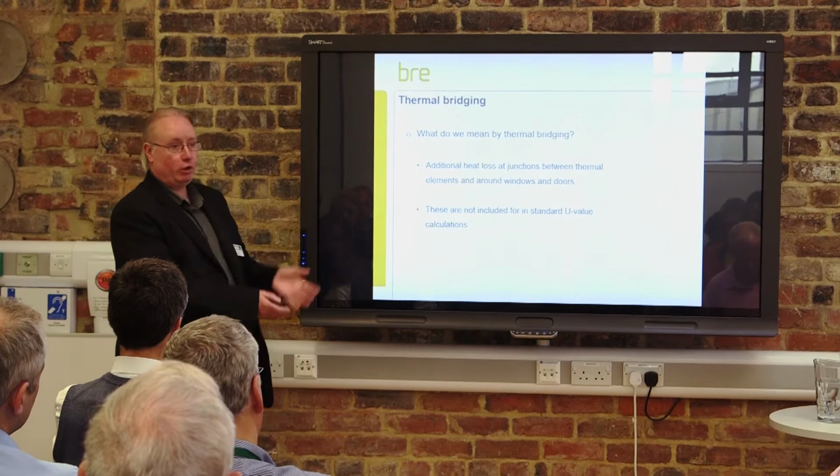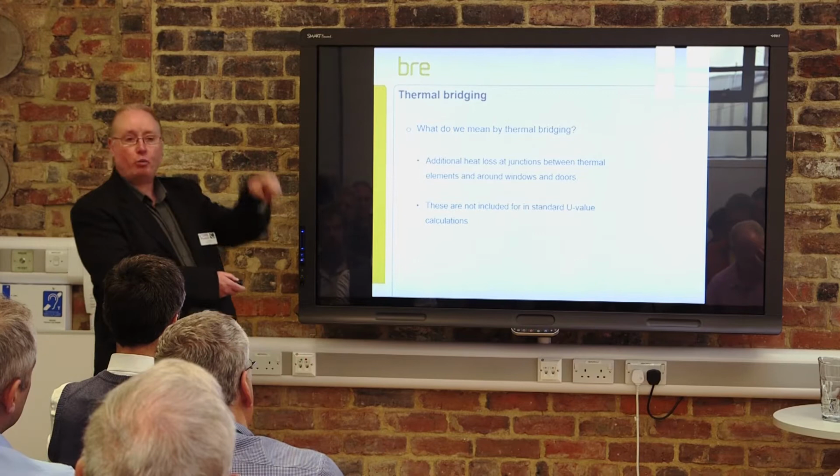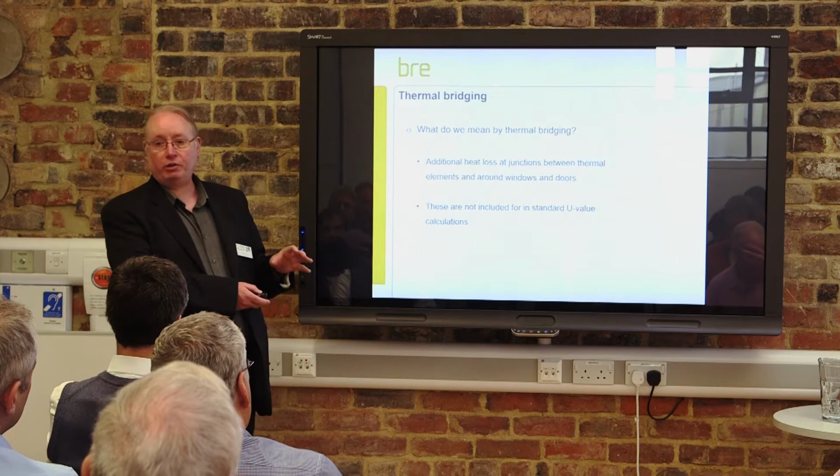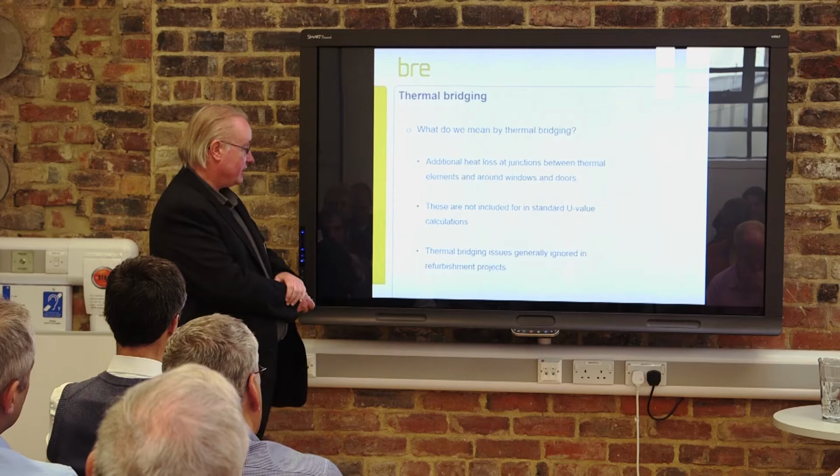But the type of thermal bridging that is ignored is what happens at the junctions between elements, between the floor and the wall, and around windows, for instance. Those heat losses are not included in U-value calculations and therefore are not taken into account when you're doing ECO or Green Deal, for instance. As I say, it's generally ignored in most refurbishment projects.